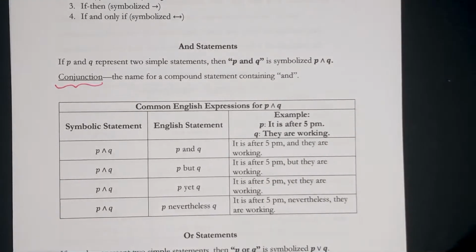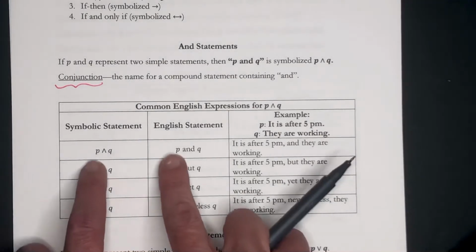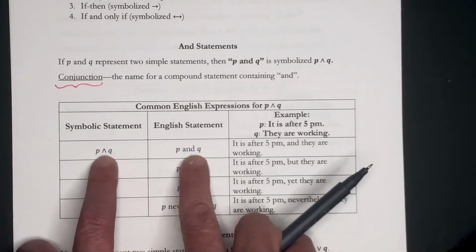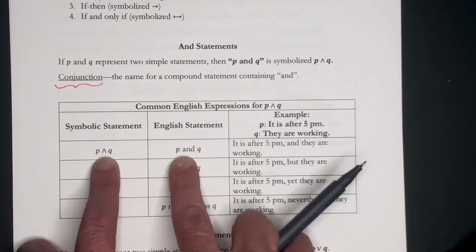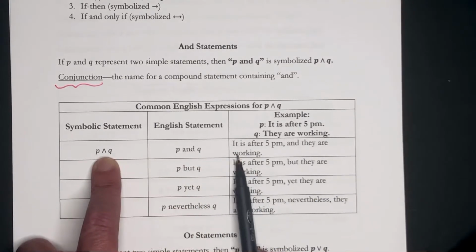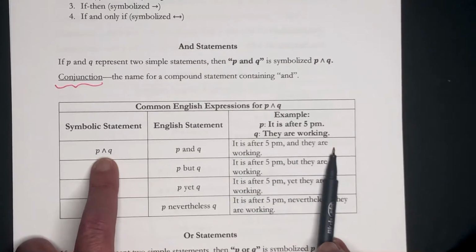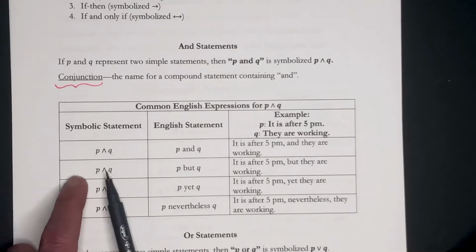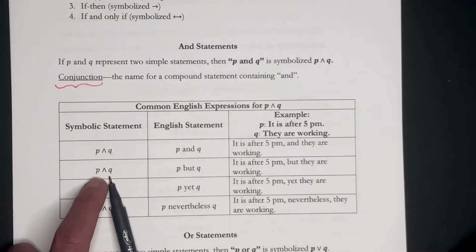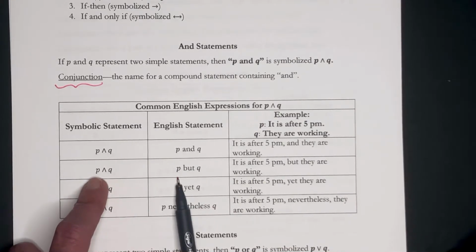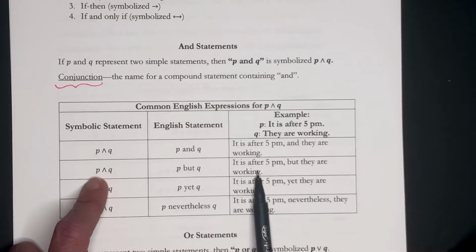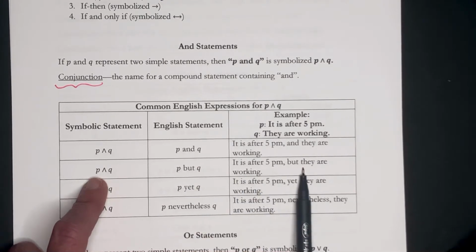There are several different ways in English that we can say and without saying the word and. Of course, if you have P and Q, you can go directly, that one's easy. It would look something like this. It is after 5 p.m. and they are working. Okay? Here I have P and Q again, but I could write it as P but Q. It is after 5 p.m., but they are working.